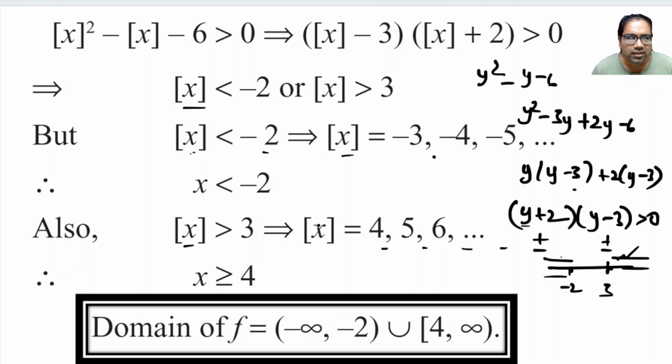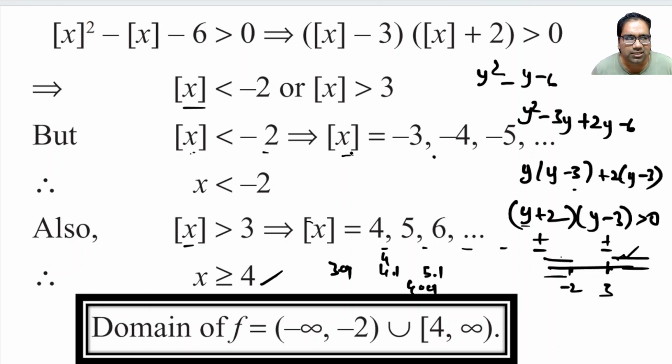Now, greatest integer function of x is 4, 5, 6. What does that mean? x has to be greater than or equal to 4. x can be 4.1, 5.1, 4.9, whatever. x can be 4 also. x cannot be 3.9, because if x is 3.9, the greatest integer function of x will be 3, which will not work for us. So x should be greater than or equal to 4.